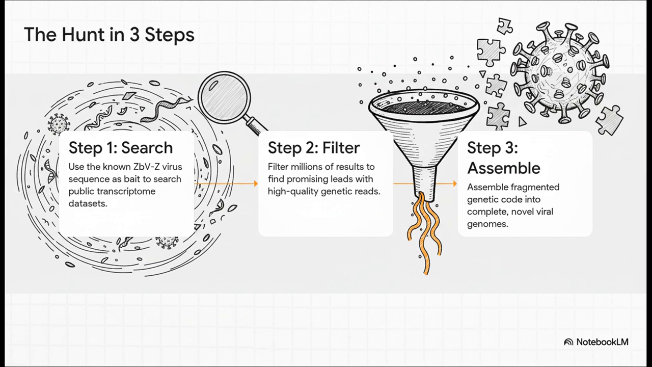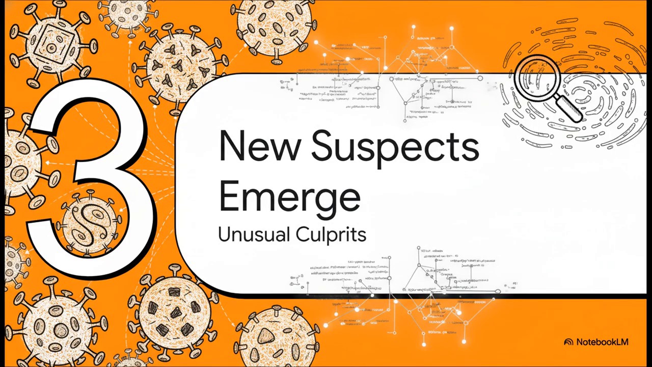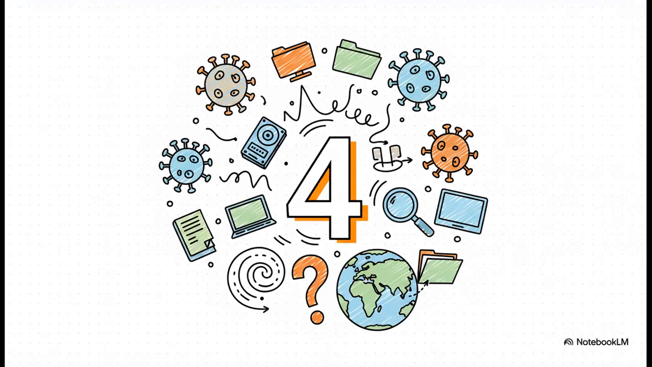It's incredible. And boom, this is the moment the case just blows wide open. Because this digital search didn't just find a clue or two, it uncovered a whole lineup of new suspects, potential new members of this ghost family of viruses. The hunt was a total success. I mean, the team didn't find just one, they managed to piece together 4 completely new Zybavirus-like genomes, basically pulling them out of the digital ether.